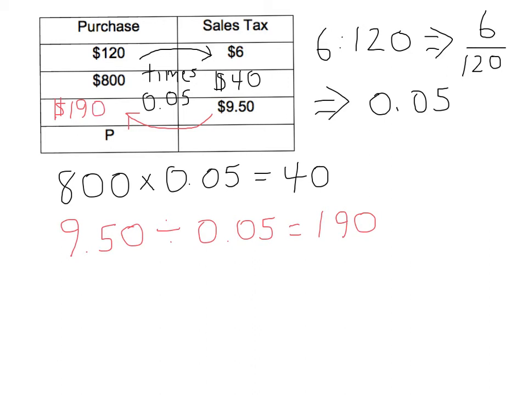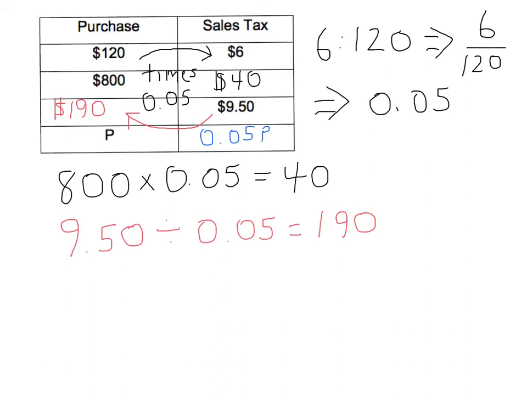One last thing to talk about is what we do with the expression. So if the purchase is represented by P, I think about the pattern that I'm following in this table. Every time I move from the left to the right, I'm multiplying. So the expression that goes in the sales tax box is going to be 0.05P. Now we filled out the table.